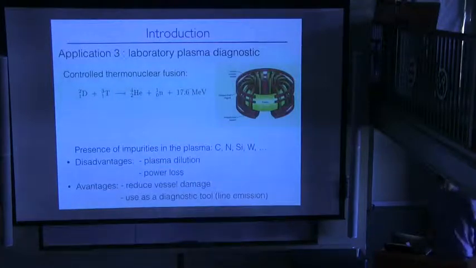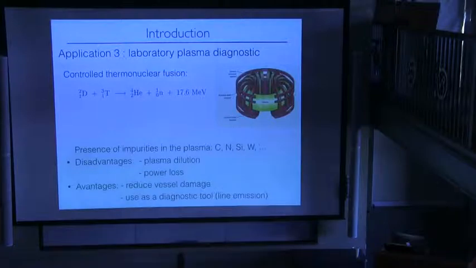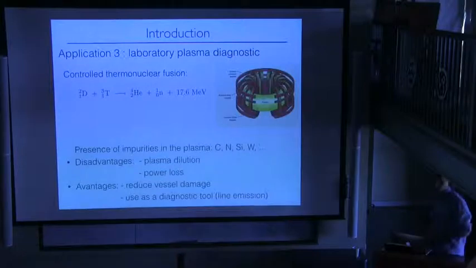But you can also use them as a diagnostic tool, mainly through line emission. There's another type of impurity, which is the extrinsic impurity, which basically means that you inject impurities in order to, for example, heat the plasma, and you can also use line emission to extract useful information from that.